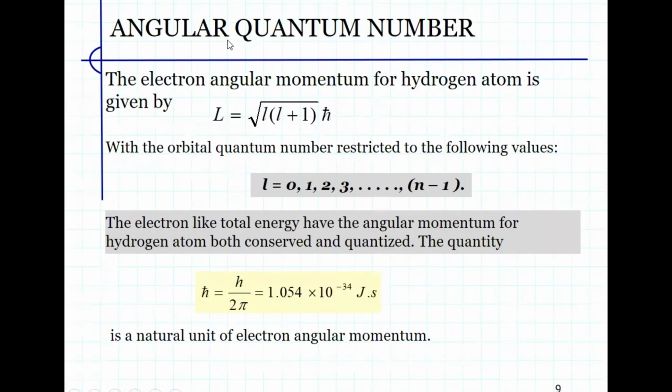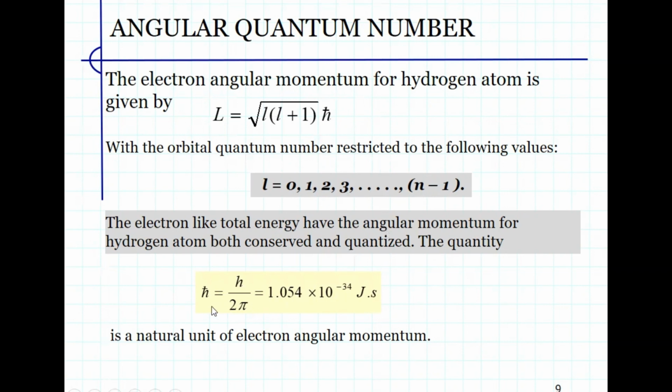The other quantity is the angular quantum number, and it is basically based on l. The quantum angular momentum of the electron for the hydrogen atom is described by this magnitude L, which is under root l into l plus 1 times h cut. So the orbital quantum number l is basically restricted through the condition that l can have values 0, 1, 2, 3, up till n minus 1. So the angular momentum can have only fixed values, and these fixed values of the angular momentum are both conserved and quantized.